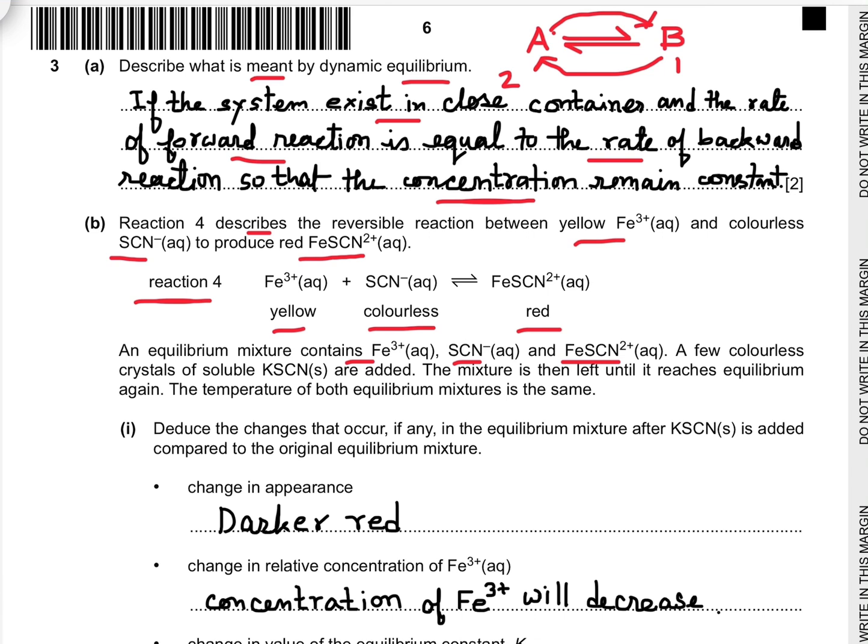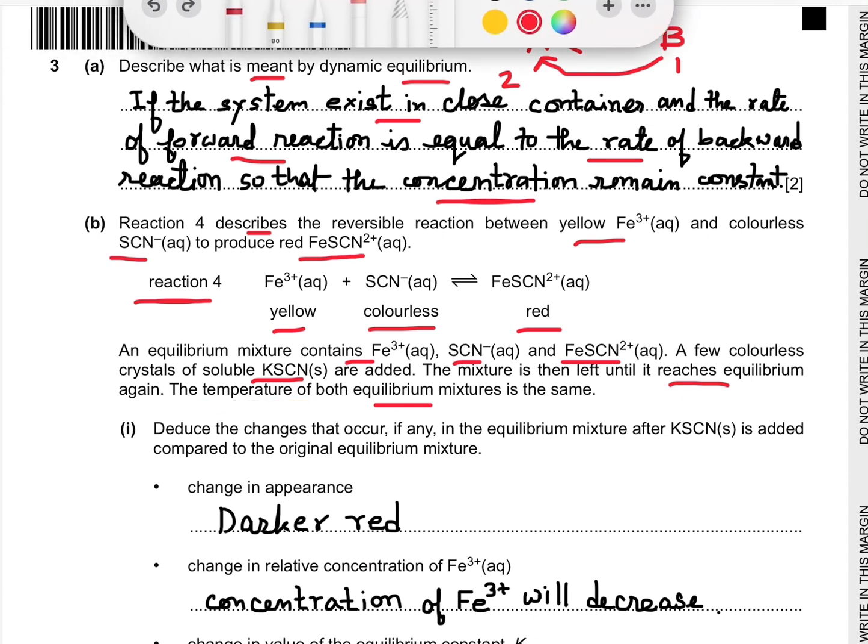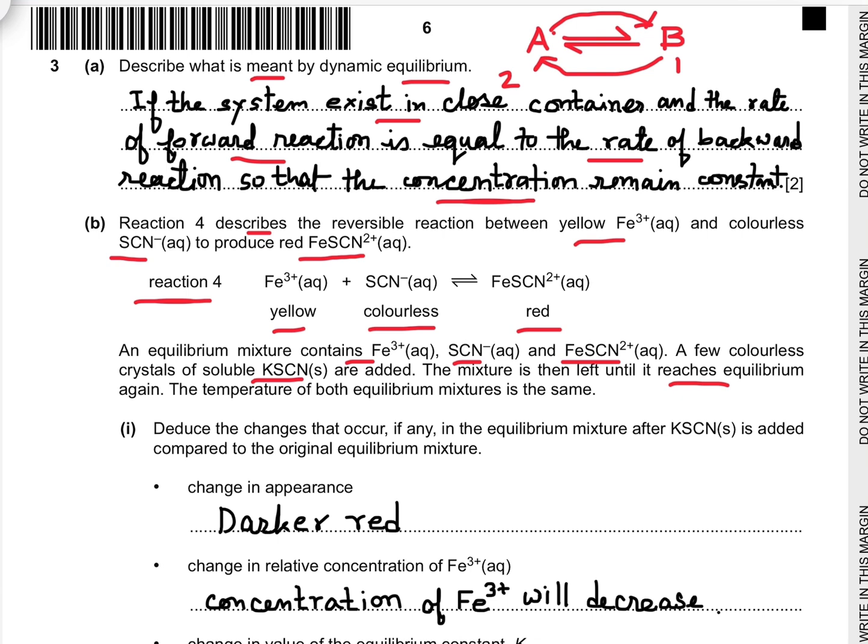An equilibrium mixture contains ferric ion, thiocyanate and ferric thiocyanate. A few colorless crystals of soluble potassium thiocyanate are added. The mixture is then left until it reaches equilibrium again. The temperature of both equilibrium mixtures is the same. This is very important. 1. Deduce the changes that occur, if any, in the equilibrium mixture after potassium thiocyanate is added compared to the original equilibrium mixture.